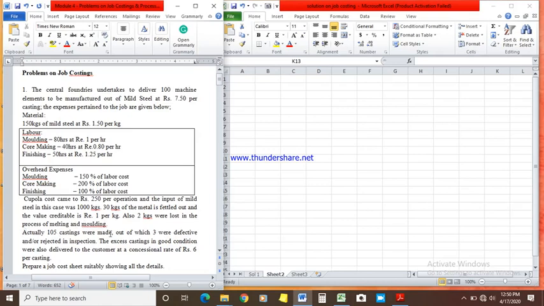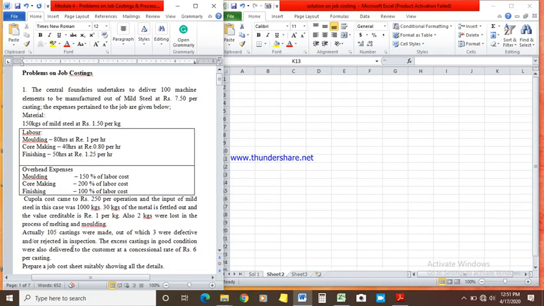Actually 105 castings were made, out of which 3 were defective and rejected in inspection. So we are supposed to deliver only 100 castings, but while manufacturing we are able to manufacture 105 castings, and out of these 3 were defective. So it means 102 are in good condition.